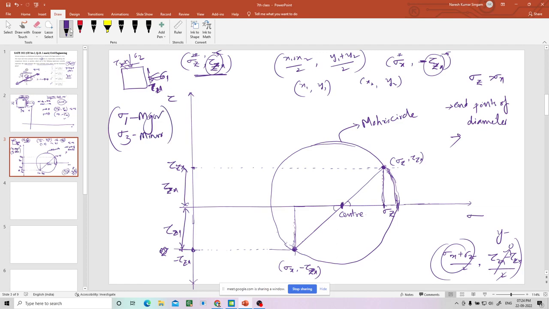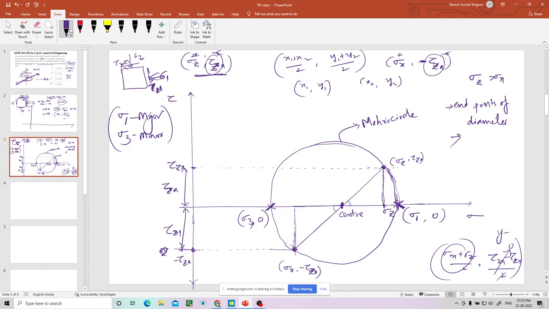So here in this circle, wherever it is touching the x-axis, these 2 points on the Mohr circle, the y coordinate is 0. That means shear stress is 0. Here also shear stress is 0. That means these stresses should be principal stresses. So it must be sigma 1 and sigma 3, right? That's how we can find the major and minor principal stresses on this Mohr circle.